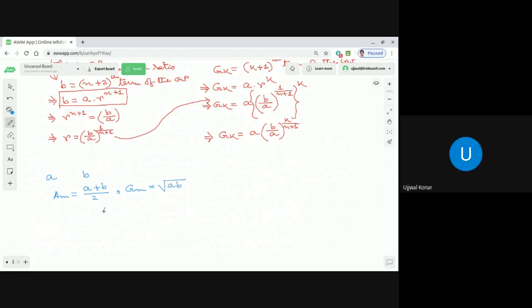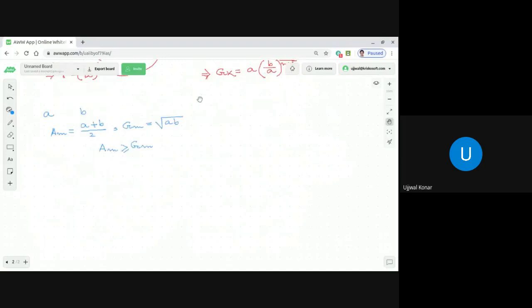Always remember, that is the important point. Arithmetic mean is always greater than or equal to geometric mean for any two numbers A and B. And I want to establish that formula. I am going to establish the claim I just made: arithmetic mean is greater than or equal to geometric mean. Correct, no? How? I'm going to show you. This is very, very important.